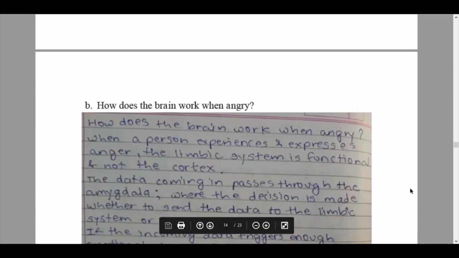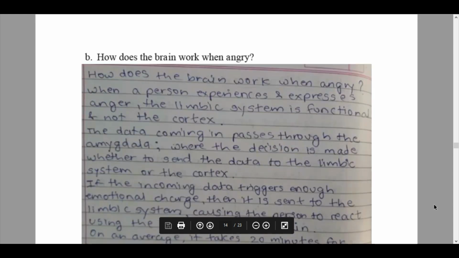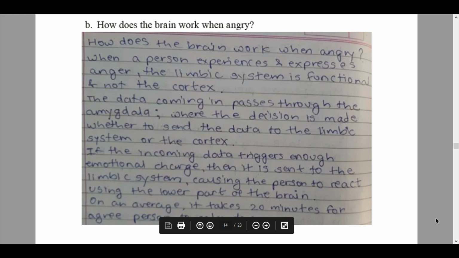Then we move forward to part B, that is, how does the brain work when angry. In anger, the limbic system is functional and not the cortex. The data coming in passes through the amygdala where the decision is made whether to send the data to the limbic system or the cortex. If the incoming data triggers enough emotional charge, then it is sent to the limbic system, causing the person to react using the lower part of the brain. On average, it takes 20 minutes for an average person to calm down.